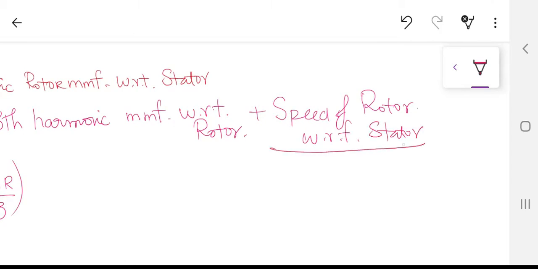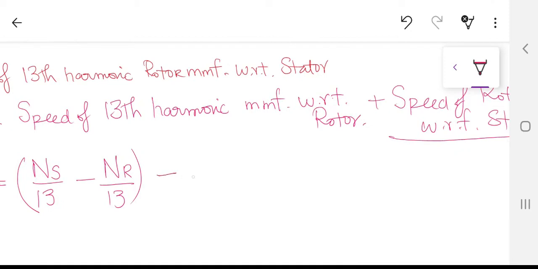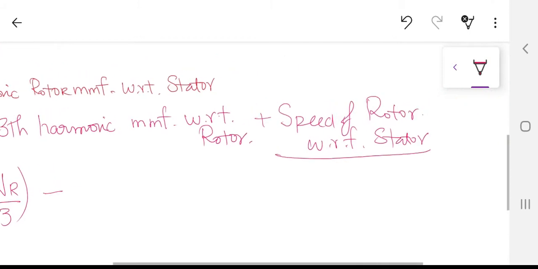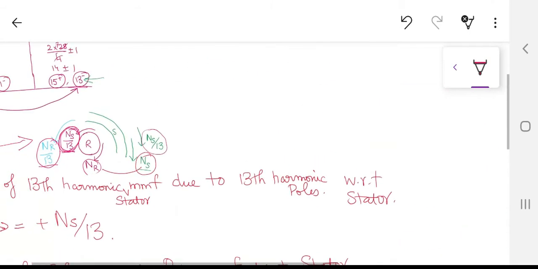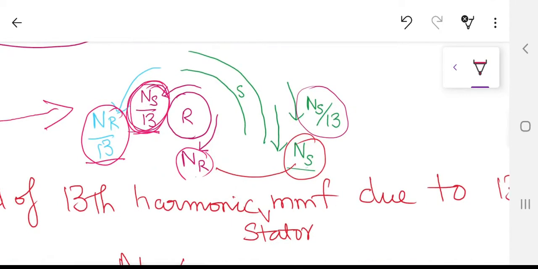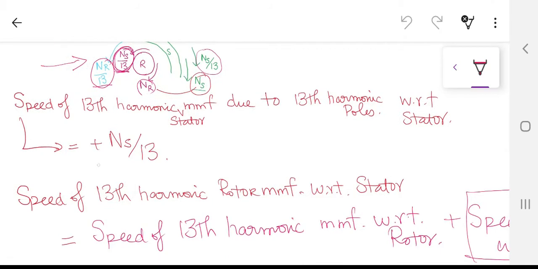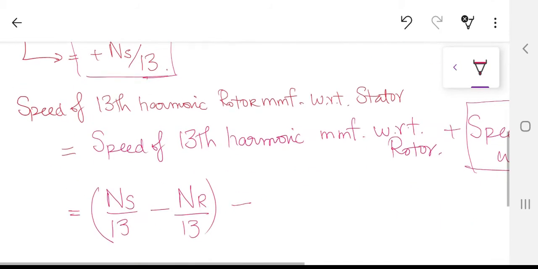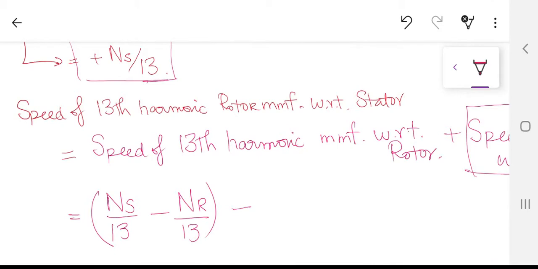And we already know that speed, that is nr, so we have to just add this one with nr. But here the problem arises: we can't just add the speed of nr over here. If I go back to my diagram, what is the speed of ns by 13 and nr by 13? They are moving opposite to what I have taken as the positive direction, and nr is moving in the positive direction. Since I have to compare these two speeds, I have to compare this speed, that is ns by 13, but whatever value I get from here, I have to go in the same direction, that is the positive logic.